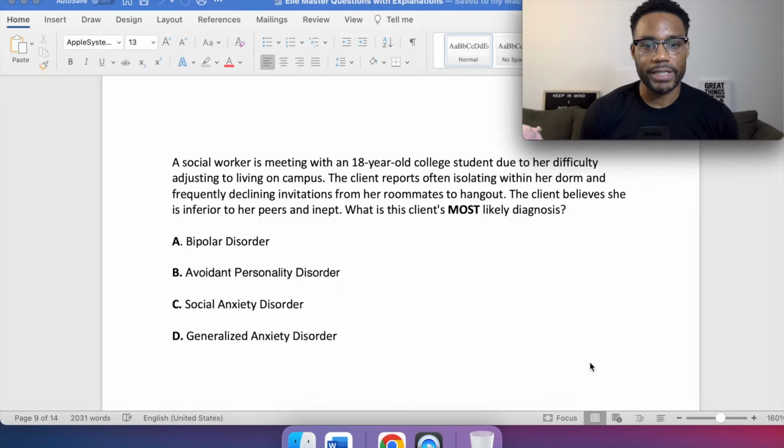A social worker is meeting with an 18-year-old college student due to her difficulty adjusting to living on campus. The client reports often isolating within her dorm and frequently declining invitations from her roommates to hang out. The client believes she is inferior to her peers and inept. What is the client's most likely diagnosis? A, bipolar disorder. B, avoidant personality disorder. C, social anxiety disorder. Or D, generalized anxiety disorder.